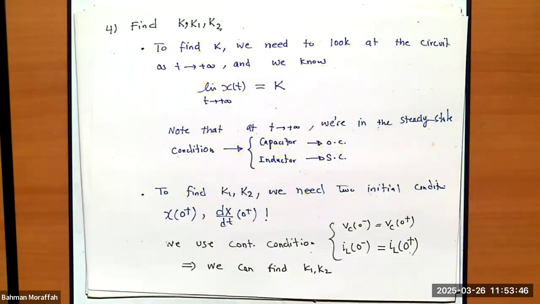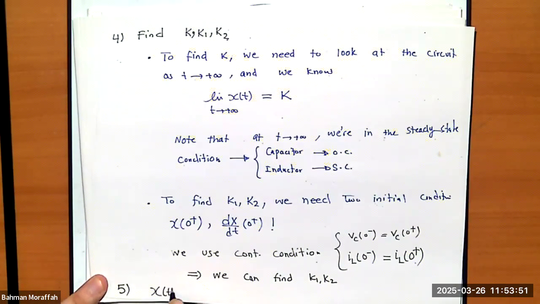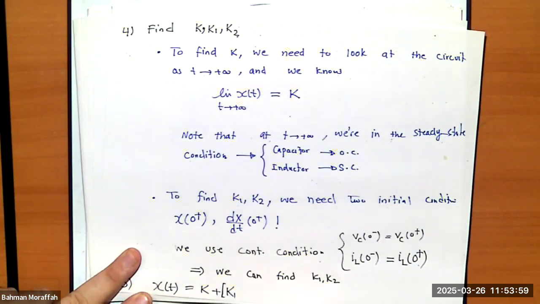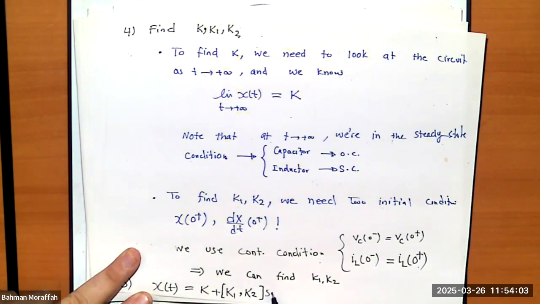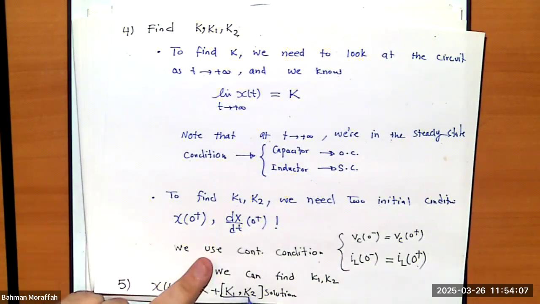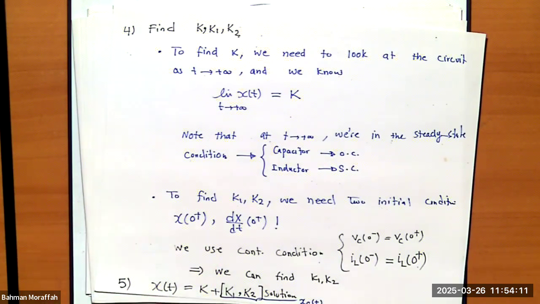If I do that, I know exactly what my solution is. x of t is K plus the K1 and K2 solution. And by this, I mean this is my x_CF(t), whatever that is, right? So we're done.